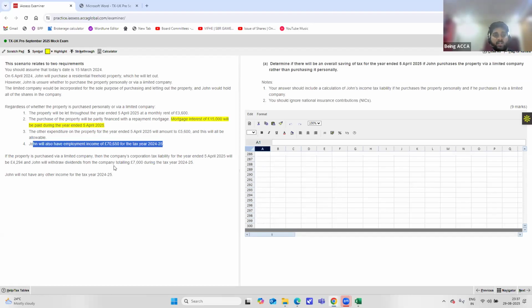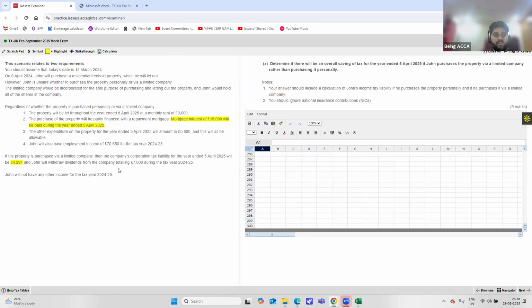If property is purchased by a limited company, then the corporation tax will be 4,294. So here they have already mentioned it. When you're calculating it under the company, when you register it as a company, you will have a tax of 4,294. It has been mentioned to you.